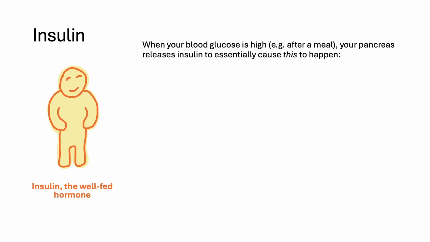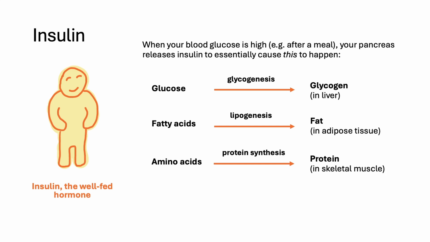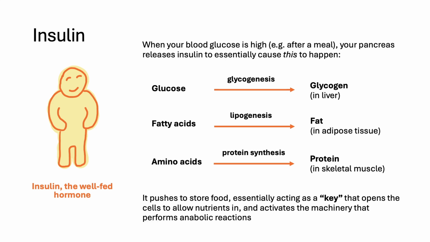When your blood glucose level is high, so let's say you've eaten a meal, you've absorbed all that glucose into your bloodstream and you have high blood glucose, your pancreas will sense that and it releases insulin into your bloodstream. And this is what happens. It will cause all those beautiful anabolic reactions to happen: glycogenesis, lipogenesis, and protein synthesis. It wants to take these building blocks floating around and absorb them into your cells to build up into these storage molecules.